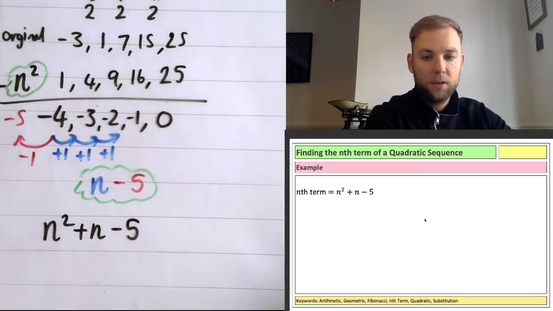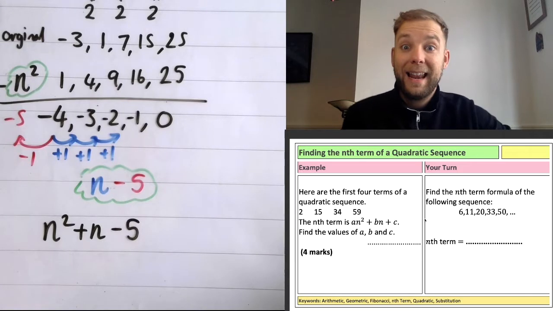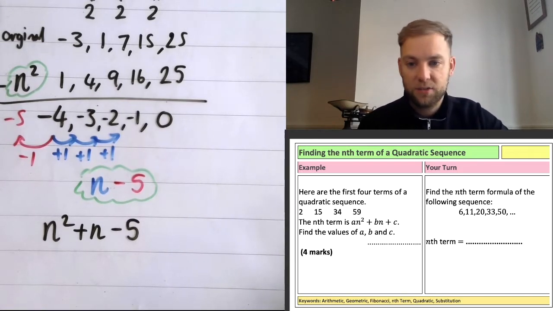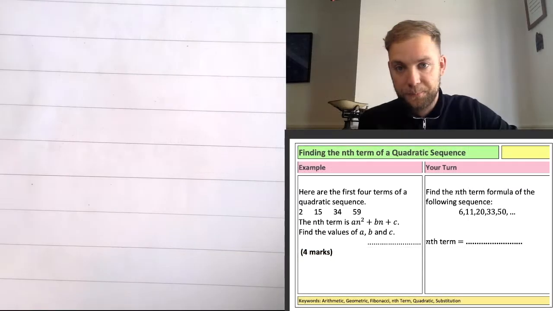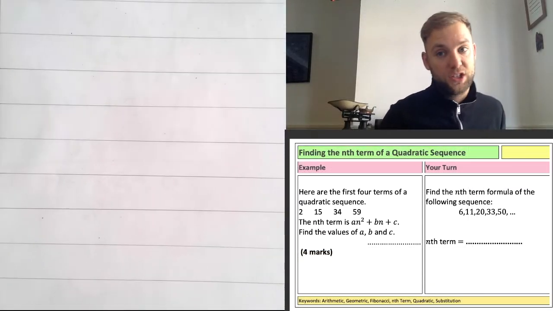Brilliant. So, we're going to get a little bit harder now. Not that much harder, you'll see why. I'll make this big for you so you can get that first one down. Here are the first 4 terms of a quadratic sequence. Find the nth term in the form an squared plus bn plus c. So it's actually giving you the format here. Notice this is 4 marks, which means this has come up on a past paper question. This is from the GCSE.